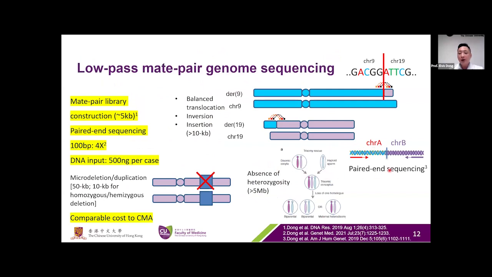And then, one year ago, we also tried to see if you submit a trio-based sample, like the parents as well as the proband, whether we can have this low-pass data set as a foundation to detect paternity. The answer is yes, but I won't share the result in detail. You can refer to our publication later. For this whole assay, the DNA input amount will start from 500 nanogram to 1 microgram, depending on the DNA volume that you can obtain from the sample. The cost will be comparable to CMA.